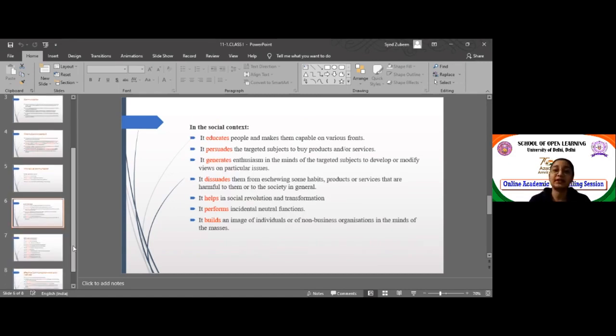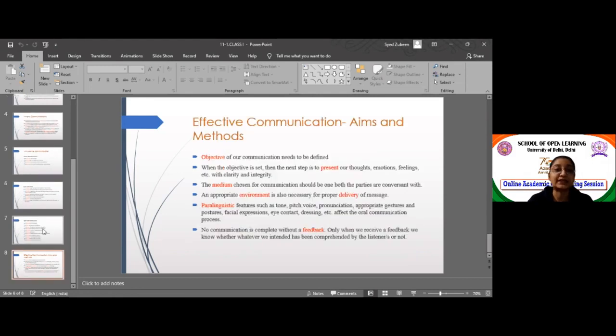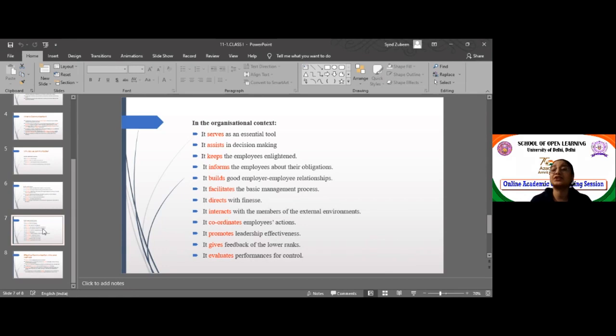And in the social context, it helps in educating people, it helps in persuading people, it helps in generating enthusiasm amongst people, it helps in dissuading people from doing something wrong, it helps in changing the society, it helps in creating a sense of revolution within it, as a call for transformation, rather. It helps in performing many functions, and it also helps in building an image of individuals in a social context. Then in the organizational context, we looked at how communication is very important for a professional working in an organization. It serves as an essential tool because it helps in connecting to his or her peers, to the managers. It helps in keeping the employees or the professionals informed about the tasks of the organization.